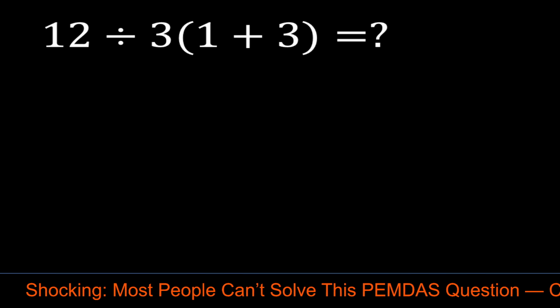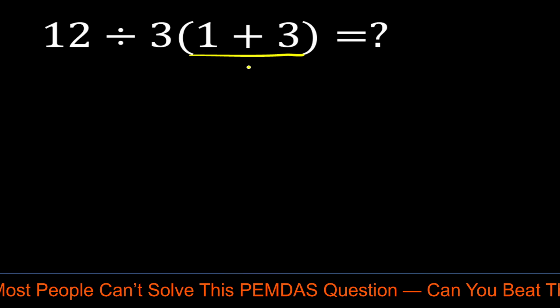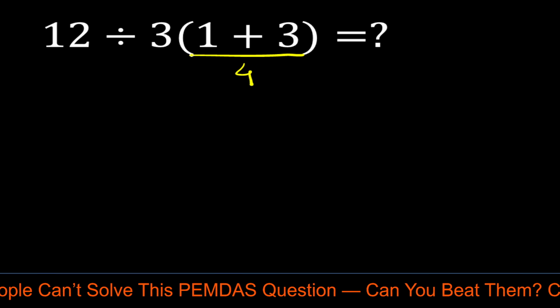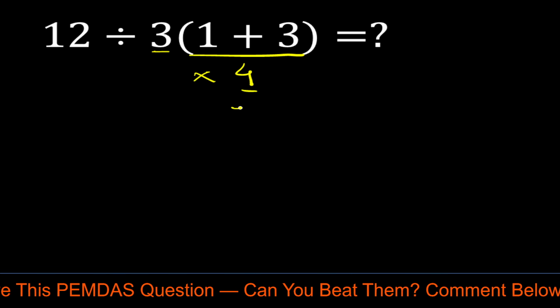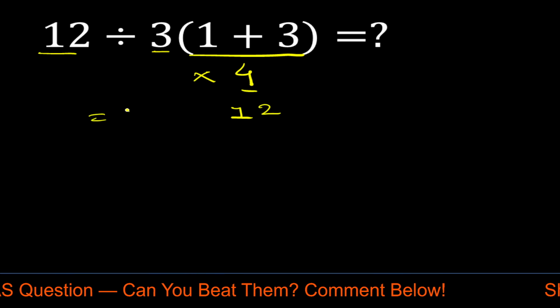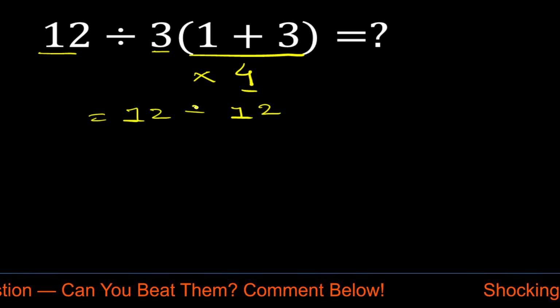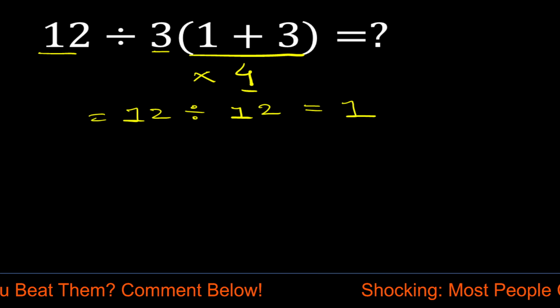So most people solve this question like 1 plus 3. So 1 plus 3 is equal to 4, right? Now 3 times 4. So 3 times 4 is equal to 12, right? So now 12 divided by 12. So 12 divided by 12 is equal to 1.